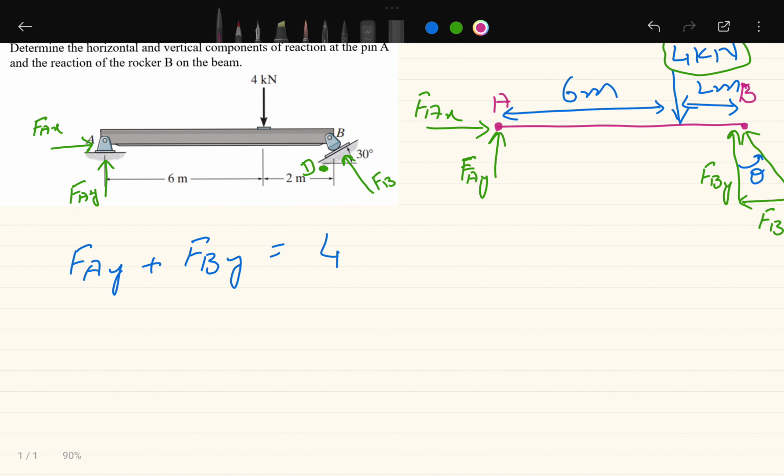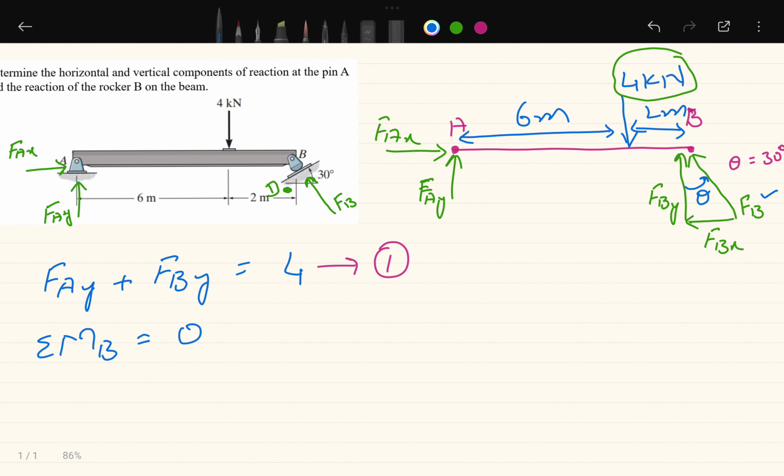Now that would be for the summation of moment. I can take either point A or point B. Let me take point B because there are some angles involved and I don't want to deal with that. So I will take summation of moment about point B equal to 0. I'm doing that because this force FB is passing through point B, so it will have no moment about point B, and I will be left with the horizontal and vertical forces having moment.